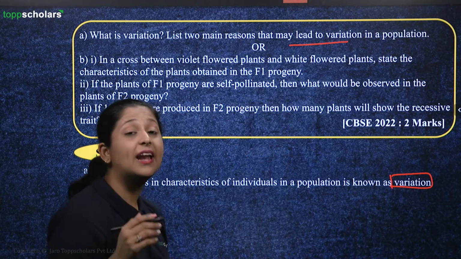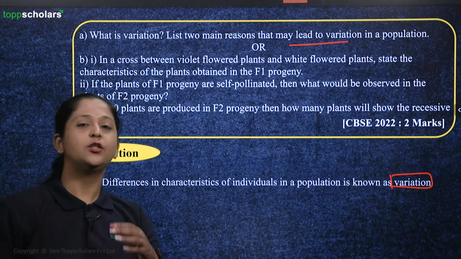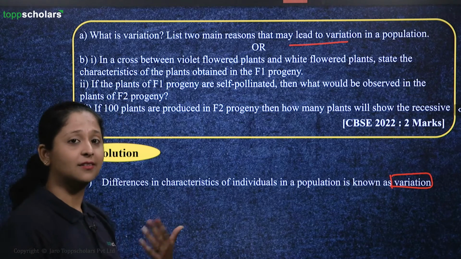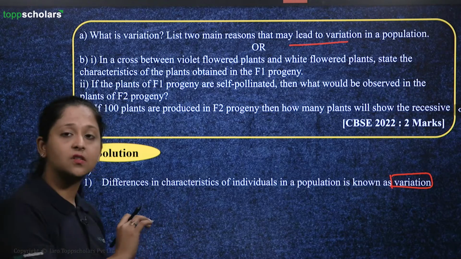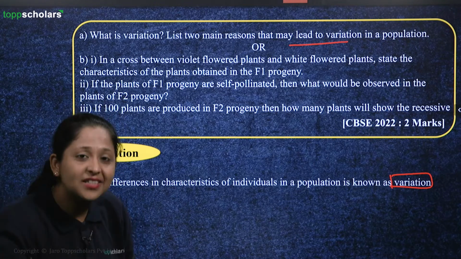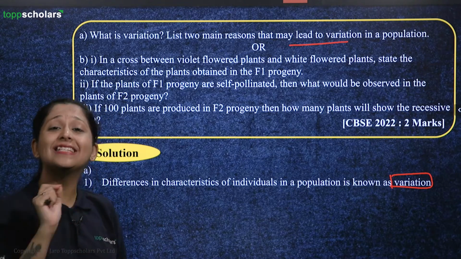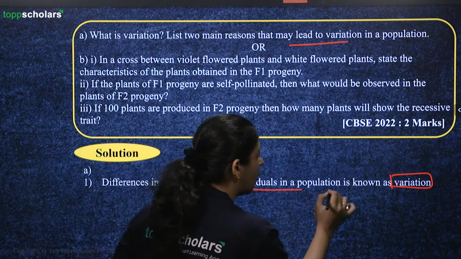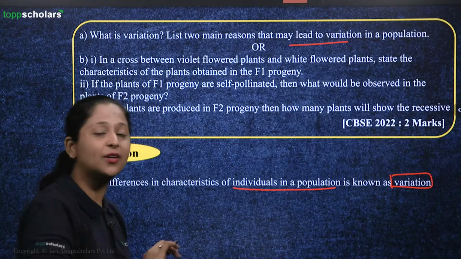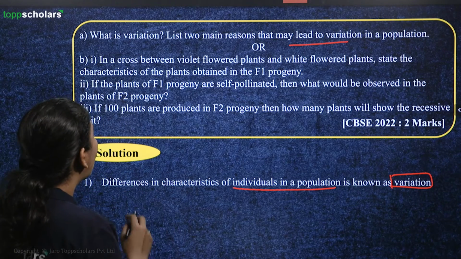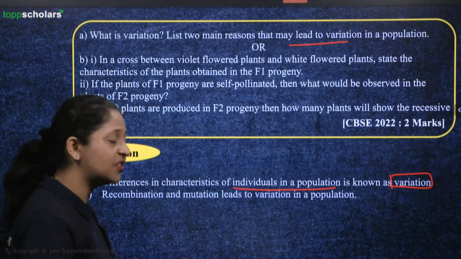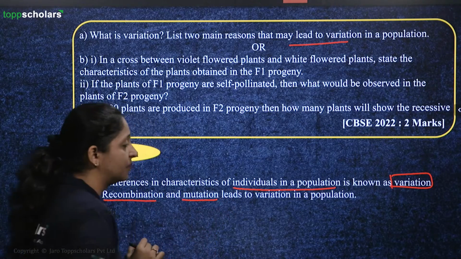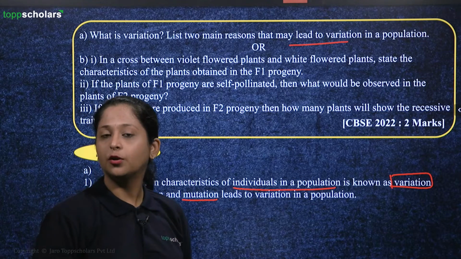What is variation? There are differences. For example, your skin color will be different from mine. Your hair color will be different from mine. Right? So these are the differences. We both have hair, we both have skin, but there are differences in these characteristics. And these differences among individuals in the population are known as variation, correct? And what are the reasons which are causing these variations? The reasons here are recombination and mutation, which lead to variation in the population.